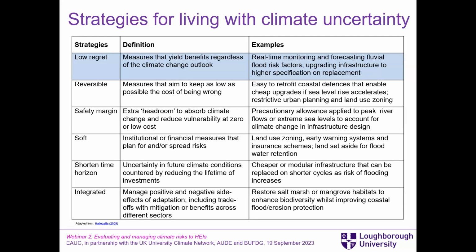Another classic study, which has helped many of us think about adaptation in a practical and very pragmatic way, was published by Halligat in 2009. And I'm not going to go through all the strategies now. I've just highlighted one, the so-called low regret measures, because all of these strategies, these 5 or 6 strategies, are sensible ways of making progress despite big uncertainty about climate change.